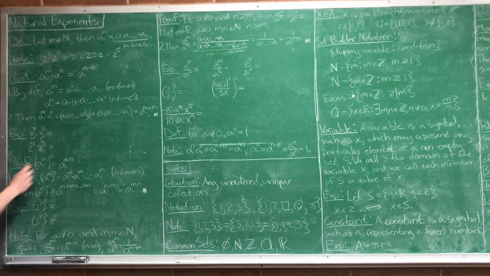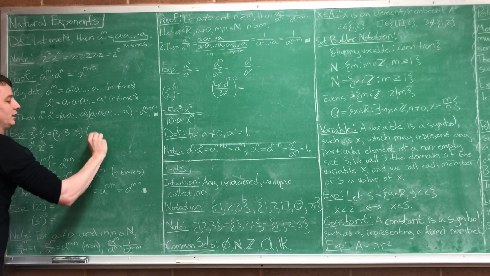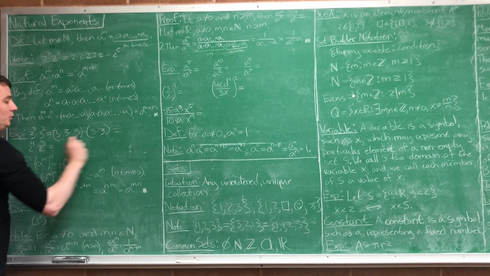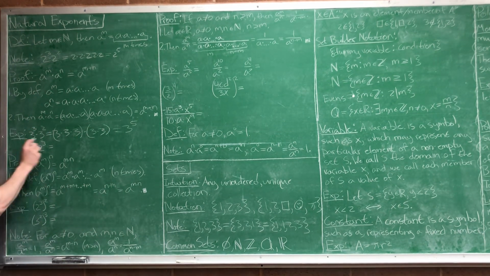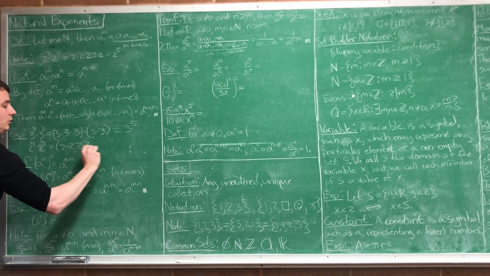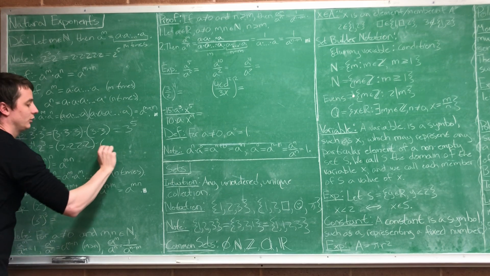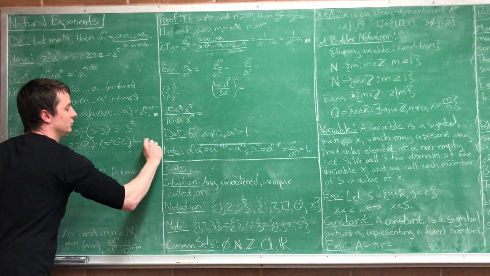So 3 cubed times 3 squared, that's the same as 3 times 3 times 3, times 3 times 3. And when you count them up, there's 5 of them. 3 to the 5. This one, 2 to the 4, that's 2 times 2 times 2 times 2, 4 times, and we multiply that by 2 to the 3, which is 2 times 2 times 2, 3 times. Count them all up, you have 7 of them, 2 to the 7.